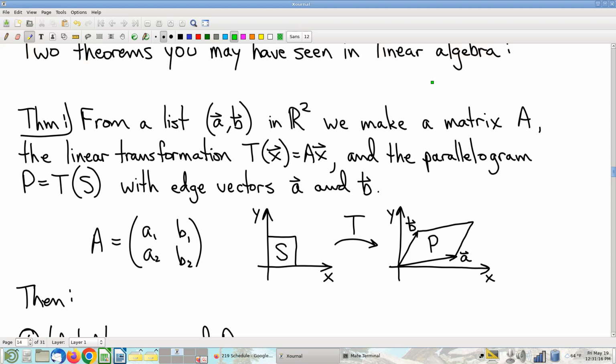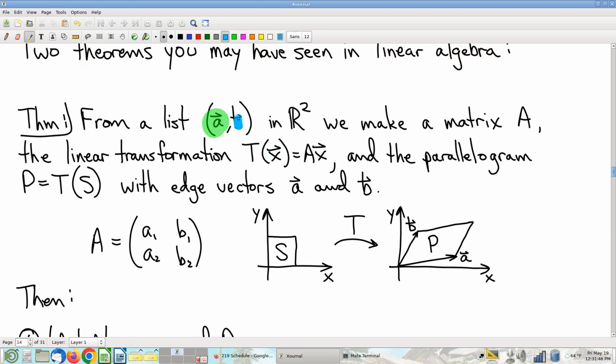So this concerns a list. And we talked about lists last time, right? A list is not the same as a set. The idea here is this is two vectors, but in addition to that, there is the order that they are in, right? A is first in this particular list, B is second. So that's an important characteristic of a list.